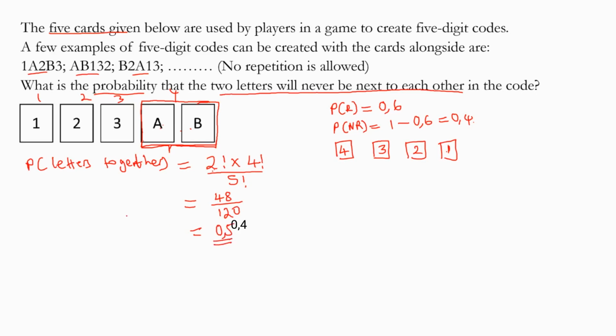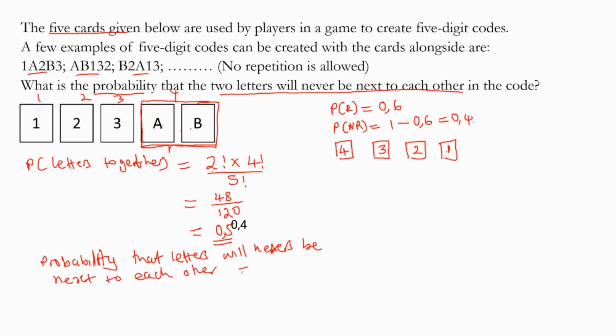But remember, this is the probability of the letters being together. We want the probability that the 2 letters will never be next to each other. So what do we do? The probability that the letters will never be next to each other is equal to 1 minus 0.4, which is 0.6.